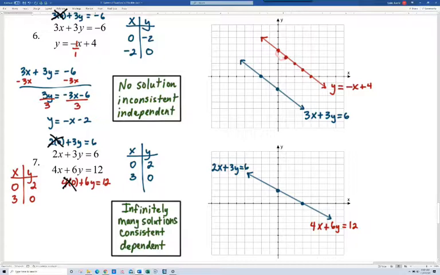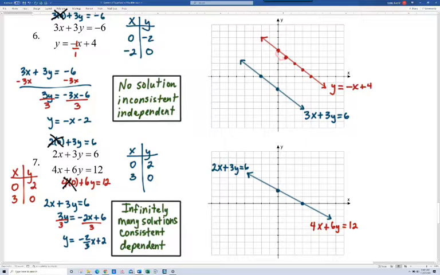So what I'm going to do is I'm going to take the first equation and I'm going to solve for y. So we'll subtract 2x on both sides. We get 3y is equal to negative 2x plus 6. Let's go ahead and divide everything by 3. We get y equals negative 2/3 x plus 2. Now, notice what we have here. We have y in terms of x. So if I told you what x was, you could tell me what y is.